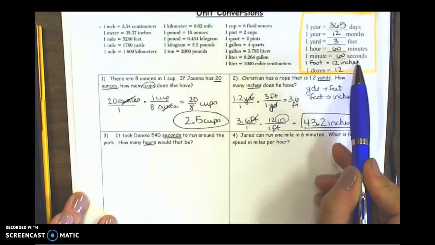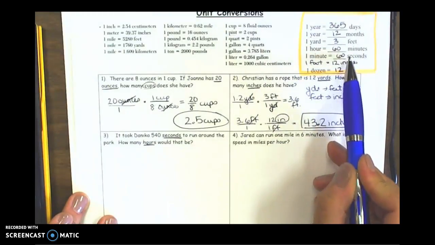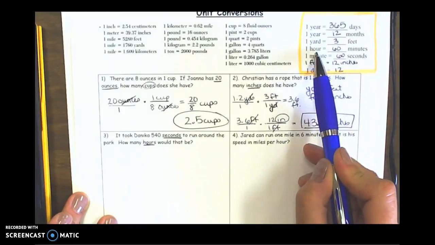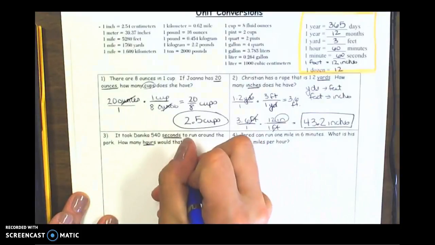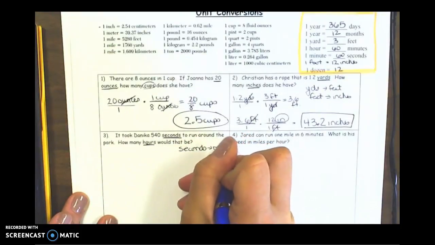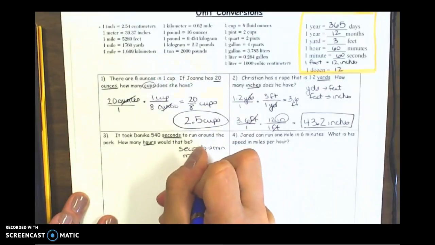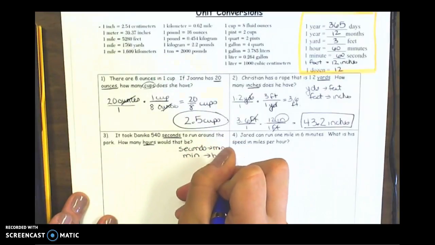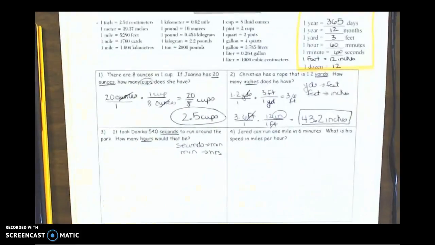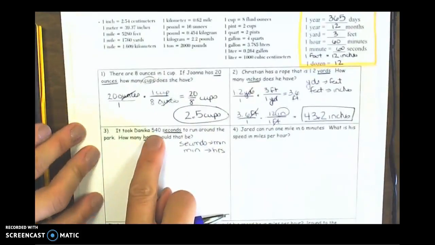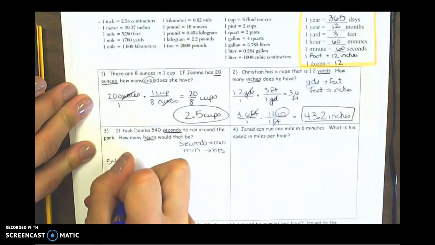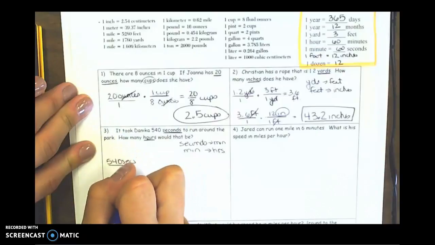All right, we don't have seconds into hours, but we have seconds into minutes and minutes into hours. So here again, we're going to have to do 2 conversions. We're going to go seconds, convert it to minutes, and then we can do minutes and convert it into hours. Okay, so let's start with what we have. We have 540 seconds. So 540 seconds over 1.